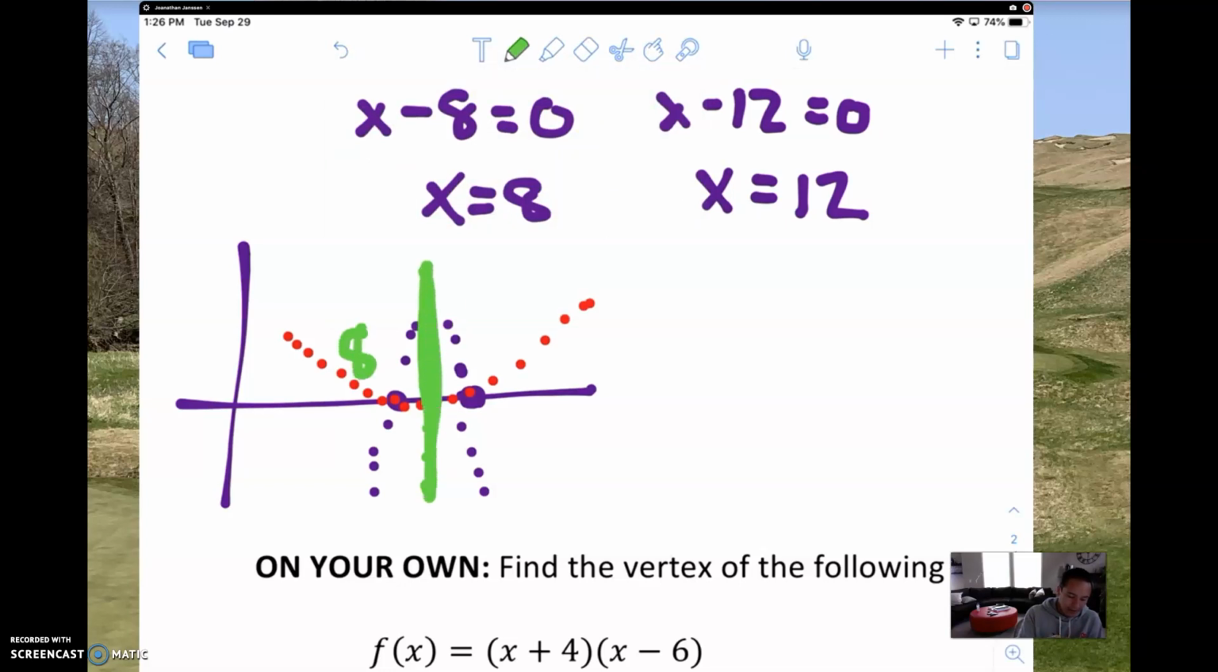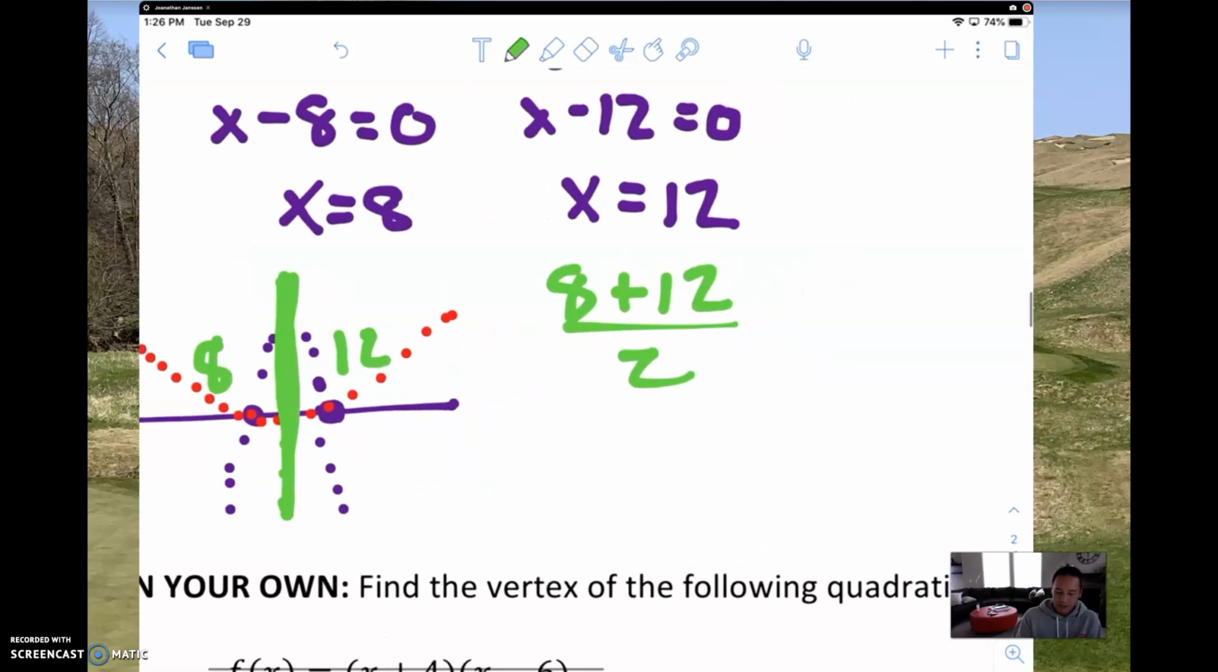So if this is at 8 and this is at 12, to be able to find where that vertex is located, it's going to be exactly in the middle of 8 and 12. Hopefully you can understand where the middle of 8 and 12 is, but if it's not so obvious, to find the middle, you can just find the average of them. So add them up and divide by 2. 8 plus 12 is 20. Divide it by 2, we get an x-coordinate of 10. So the vertex of this graph is going to be located with an x-coordinate of 10.